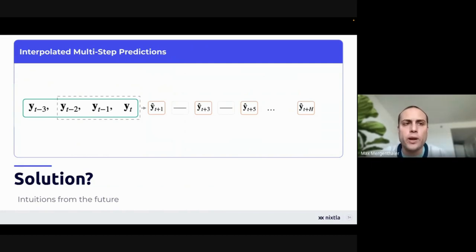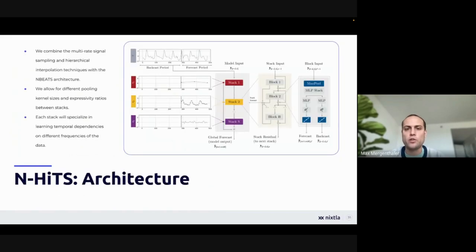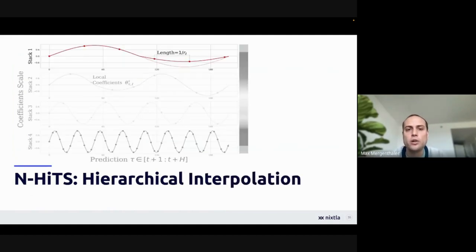And then we interpolate between these predictions. And this is the intuition behind the N-HiTS: the combination of this multi-rate signal sampling on the one side and the hierarchical interpolation on the other side. And this idea or this architecture allows for each stack of the model to specialize in certain frequencies.